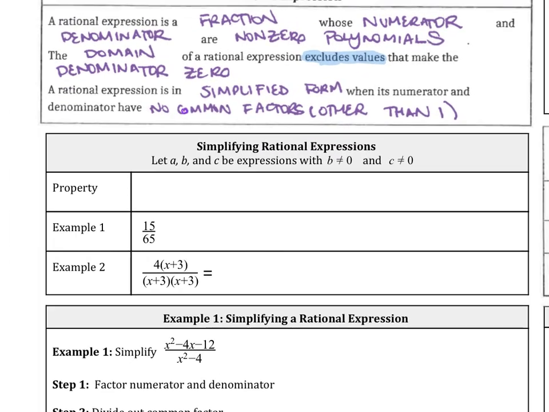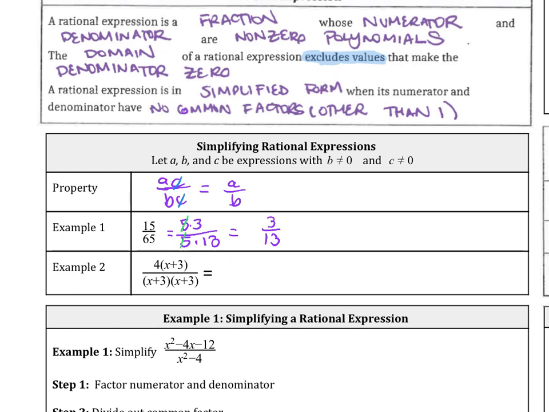So the property is, if you have AC over BC, then what we can do is divide out the common factor of C, and we're left with A over B. So 15 over 65, let's do what we did earlier. Let's change this to 5 times 3. And then the 65, we know 5 goes into 65. So this is 5 times 13 is 65. Divide out the common factor. So our final answer is 3 over 13.